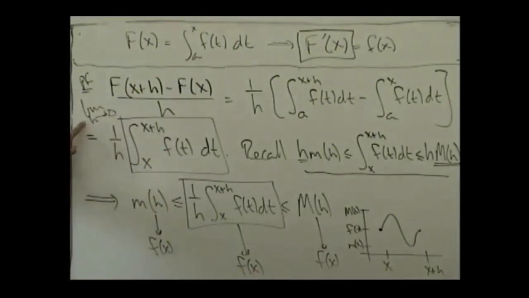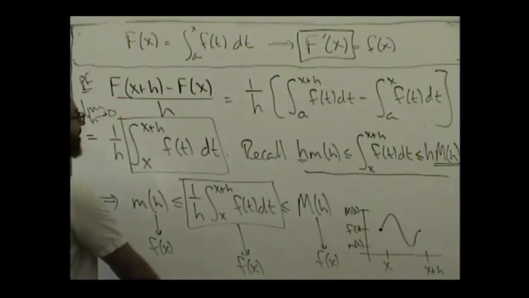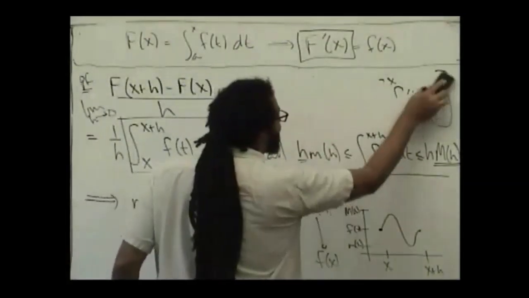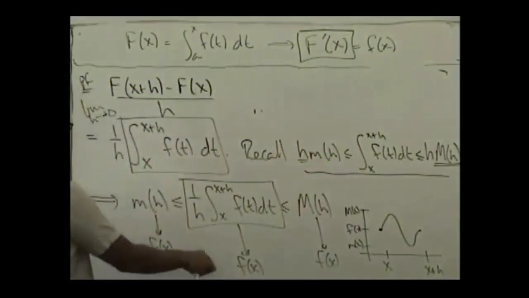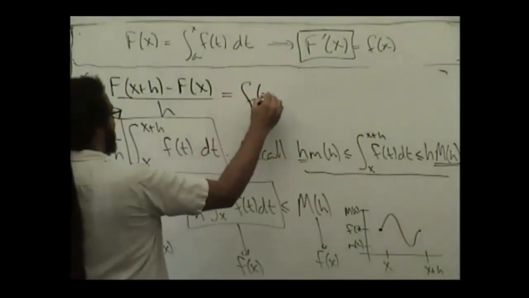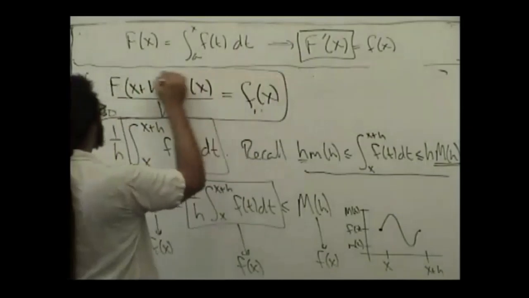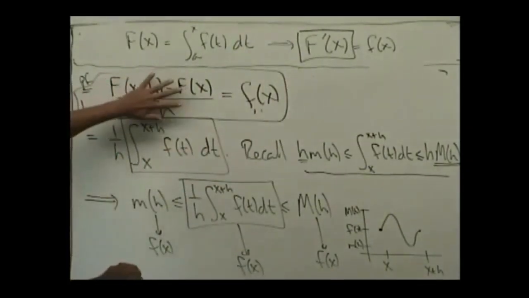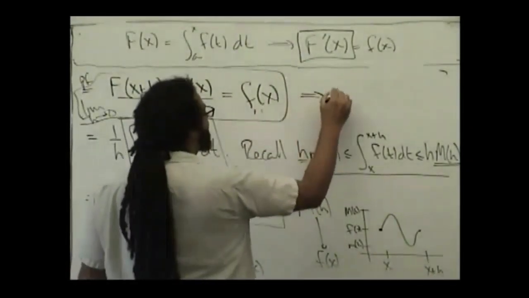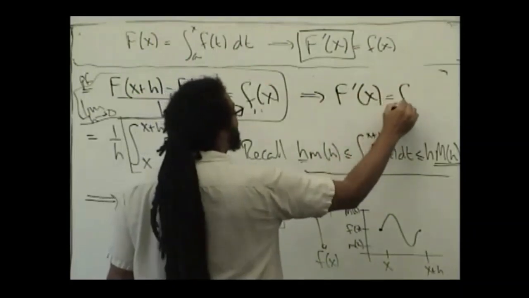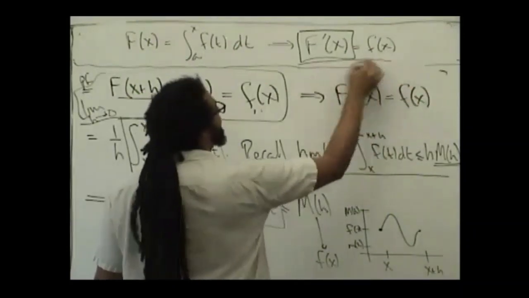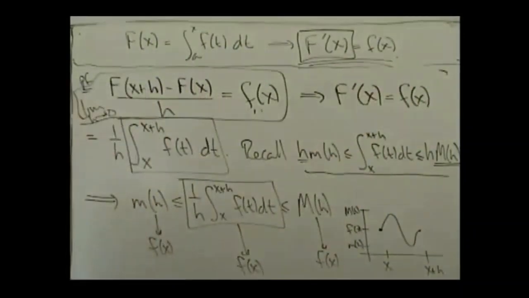So the limit as h approaches 0 of F of x plus h minus F of x over h is just going to be, according to the squeeze theorem, f of x. And so this is actually the derivative. So this says the derivative is equal to f of x, and that's what we wanted to show. So that'll do it.